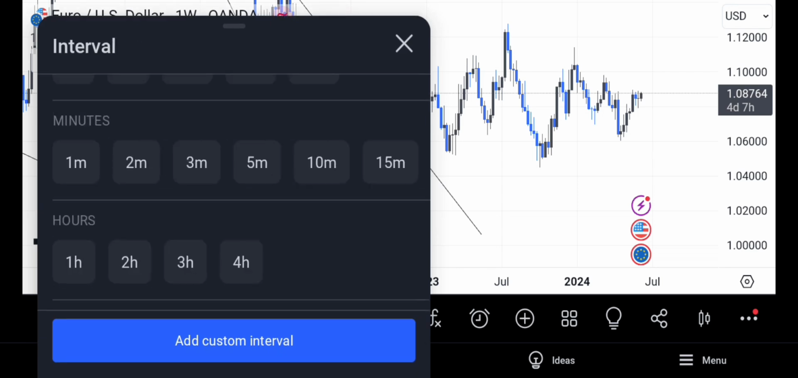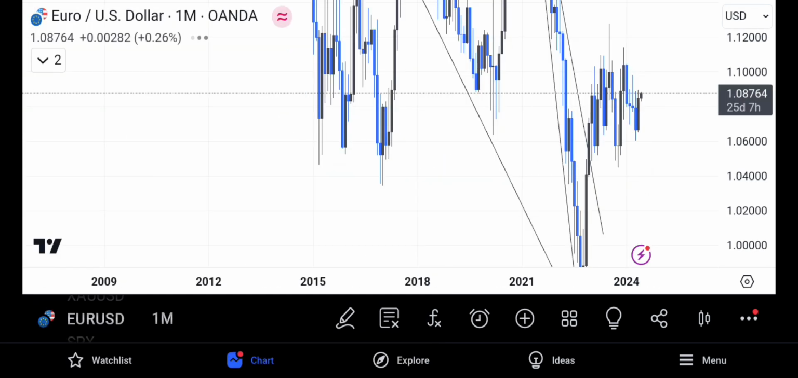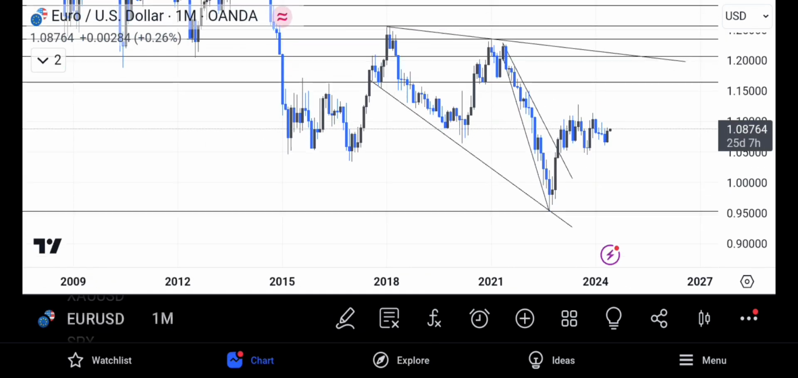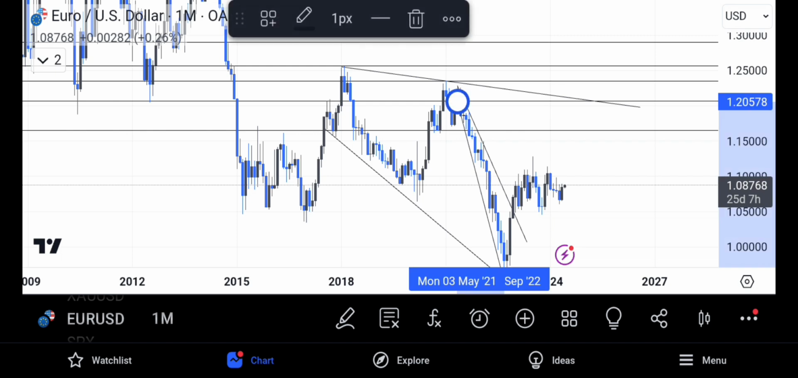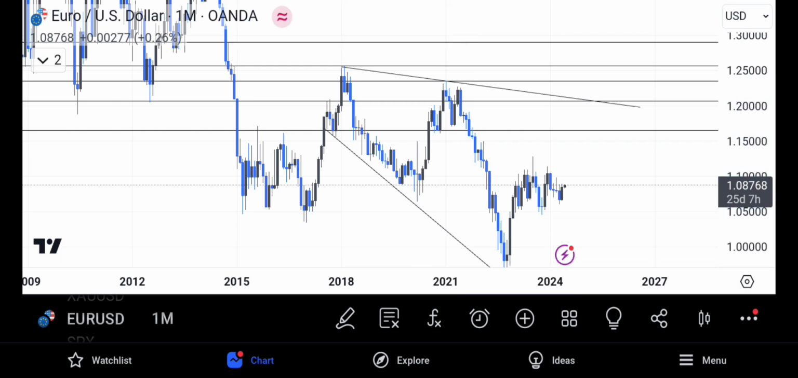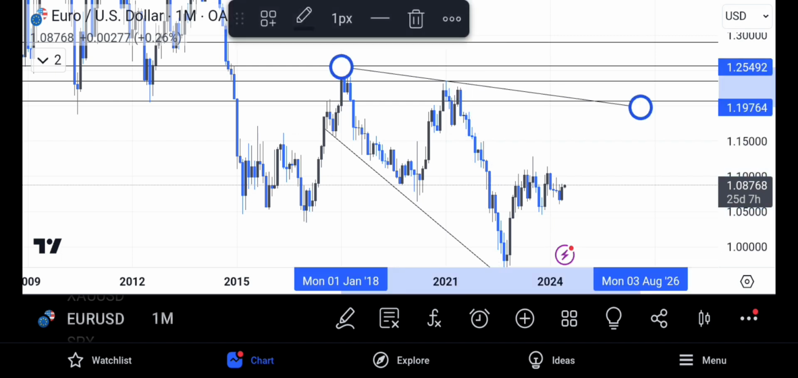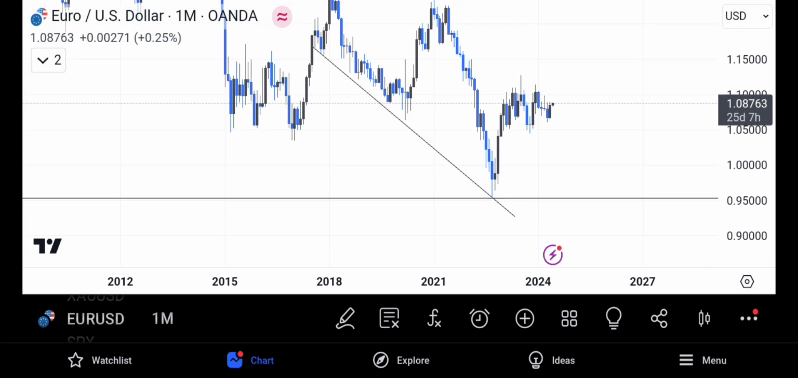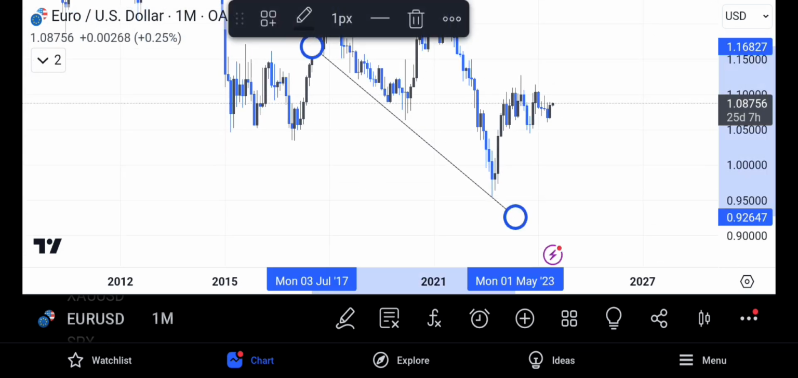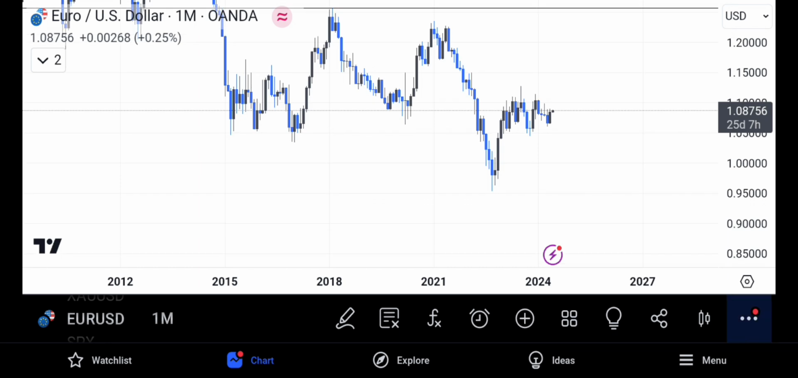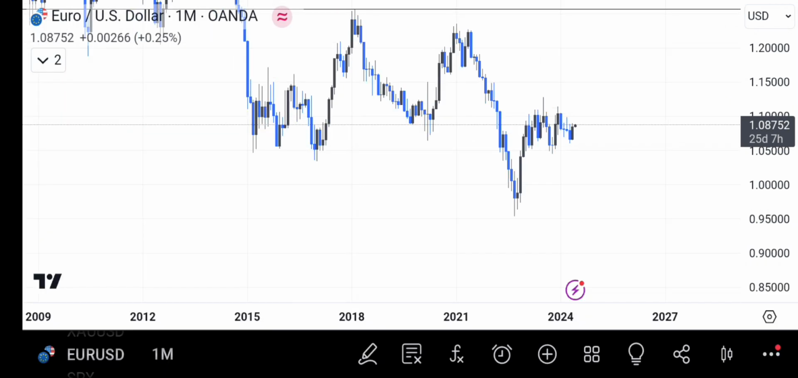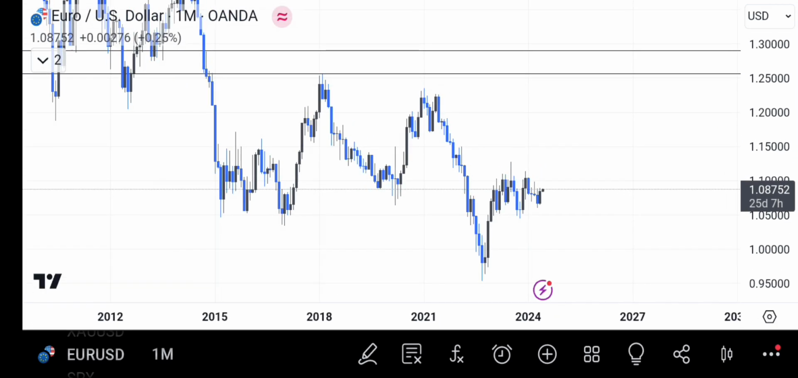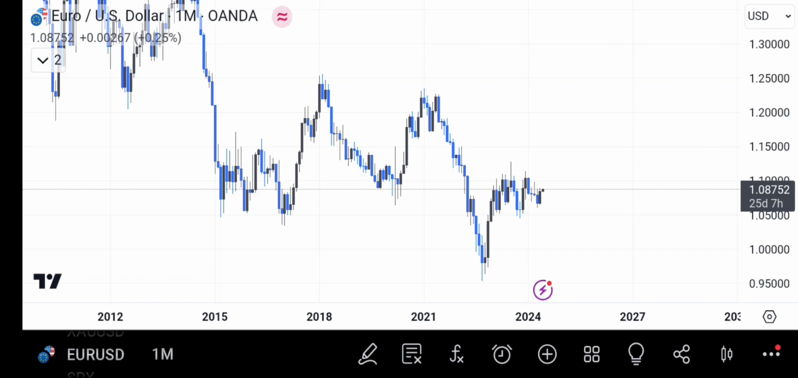Let me go to the monthly time frame. I want to remove everything because I want to start over with a clean chart. Still removing everything. I'm happy when I see buys in the market, especially when they are very beneficial, because long-term buys are very, very beneficial.